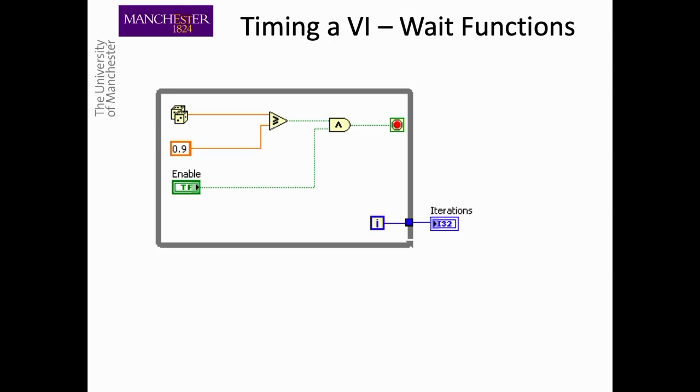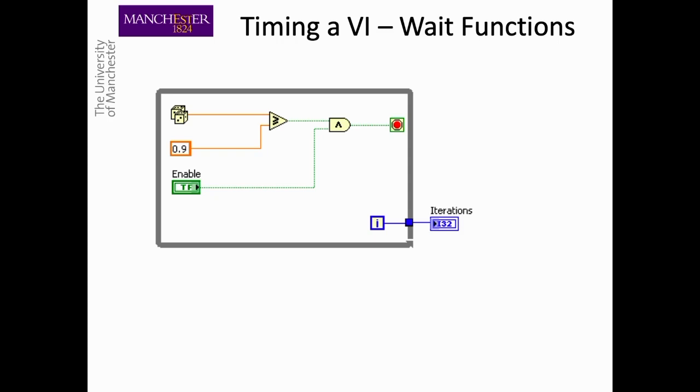And I know it's a while loop for a couple of reasons. In the top left-hand corner of my grey box, there's no N there. If it was a for loop, there'd be an N there, and I'd be wiring how many times for it to run. Instead, I've got this little green box with a red stop sign in it, and that's what we call a condition terminal. This program will stop executing when a true value is wired to that red stop sign. And what do we have here? We have an OR gate.